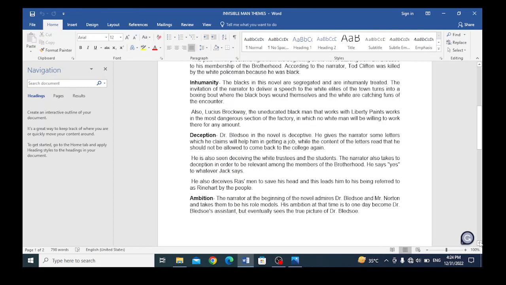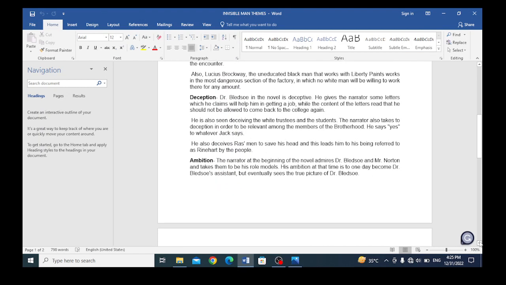Another one is inhumanity. The blacks in the novel are segregated and are inhumanly treated. The invitation of the narrator to deliver a speech to the white elites of the town turns into a boxing bout where the black boys wound themselves and the whites are watching. Also, Lucius Brockway, the uneducated black man that works with Liberty Paint, works in the most dangerous section of the factory, in which no white man would be willing to work for any amount. So, blacks are being treated as if they are not human beings.